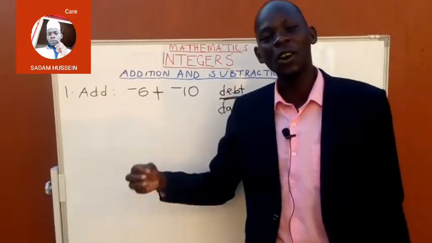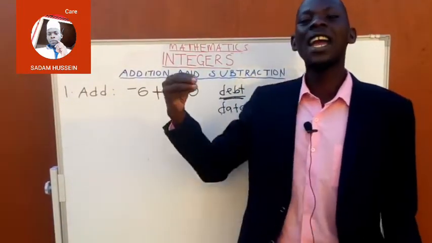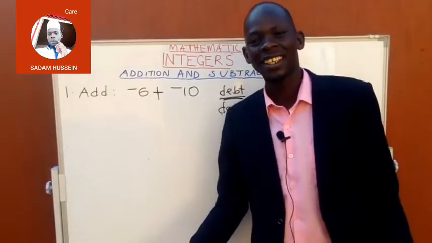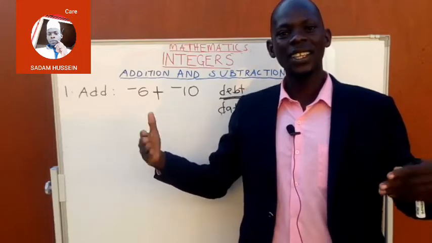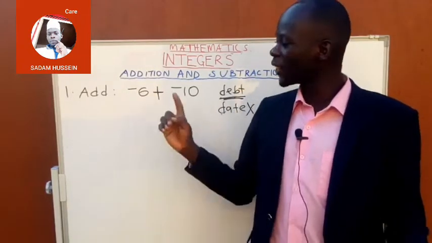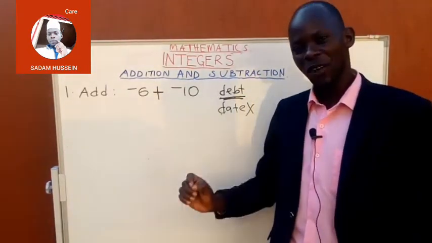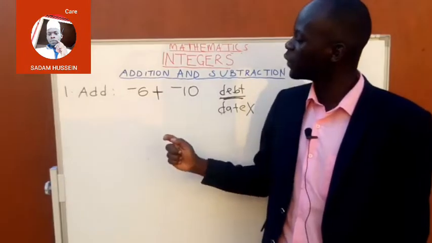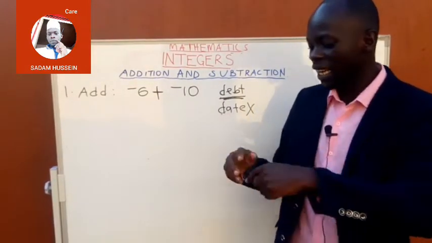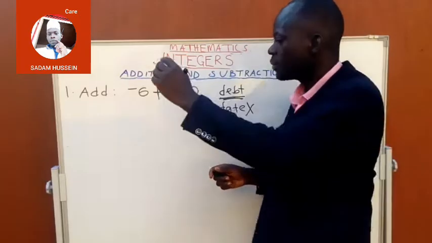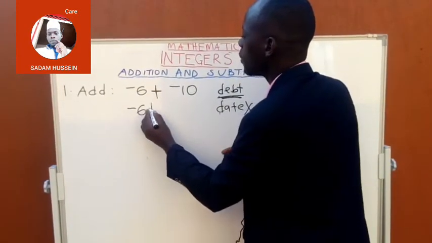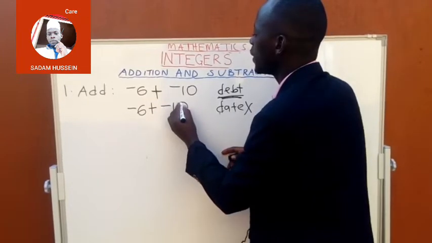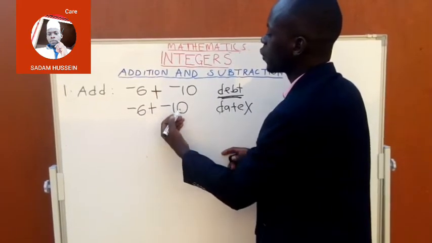You have a debt of 6. You go and add a debt of 10. Do your debts reduce or increase? Your debts must increase. That's why I want us to explain this thing very well and then we move on. Negative 6 plus negative 10, they are all debts. This is a debt, this is also a debt.